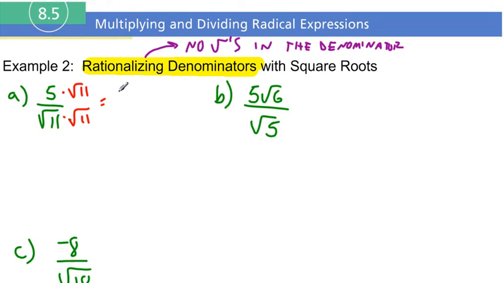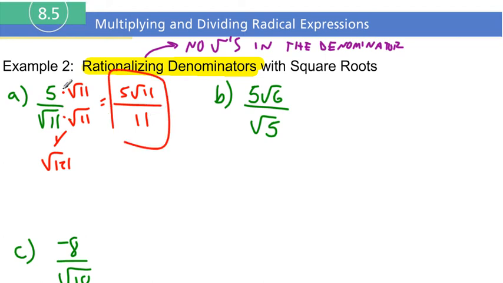5 times radical 11 is simply 5 radical 11. And radical 11 times radical 11 is just 11. The little trick is that if it's the same thing twice, it's always going to be that, because this right here is the square root of 121, and the square root of 121 is simply 11. So now we rewrote 5 over radical 11 as 5 radical 11 over 11.